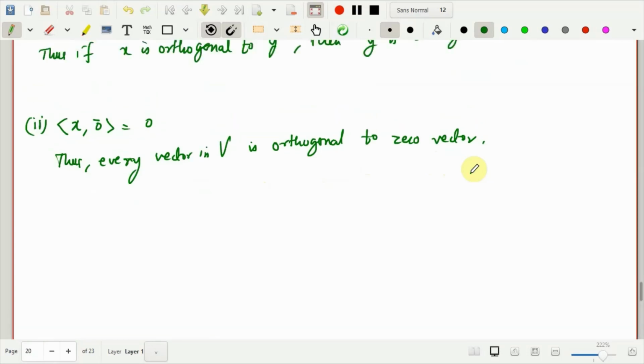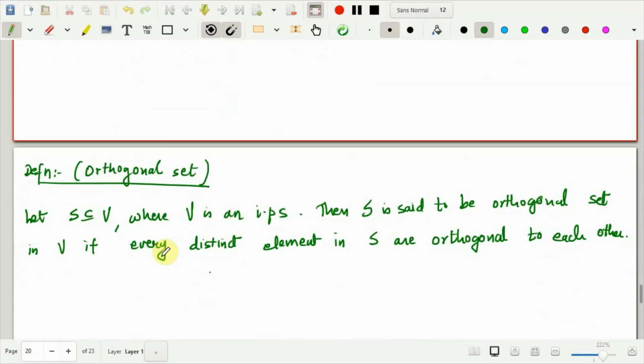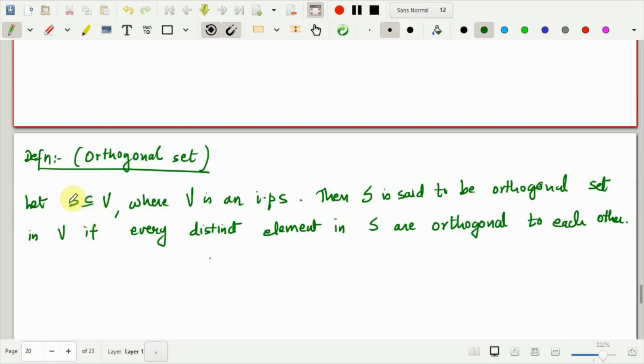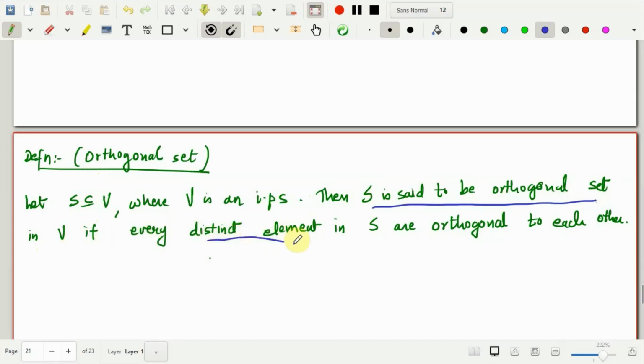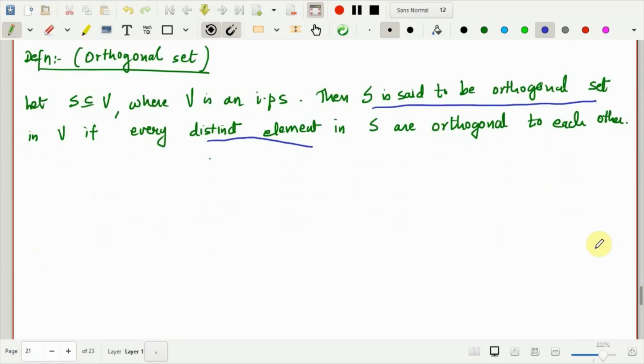Okay, let's move on to the more general definition of a so-called orthogonal set. Suppose I have a set S in V. Then when can I say that S is an orthogonal set? If every distinct pair of elements in S are orthogonal to each other. You get it? So suppose S has some elements. To check whether S is orthogonal or not, I'll check the inner product of every distinct pair. If all these inner products are equal to 0, then I say that S is orthogonal.